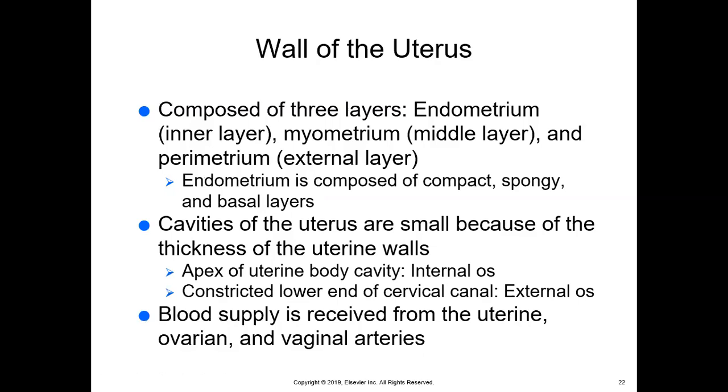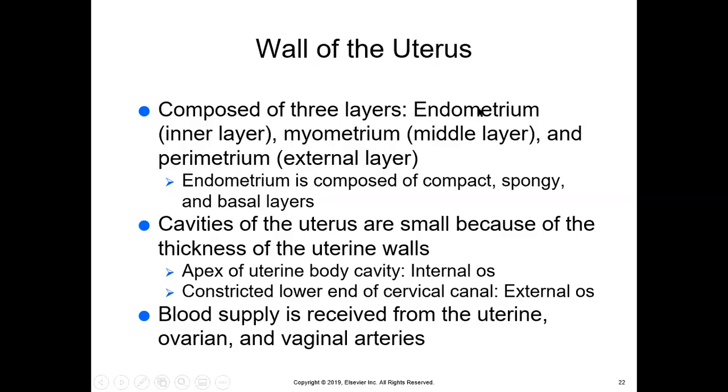So the walls of the uterus. The walls are composed of 3 layers. I want you to know these. The endometrium, which is the inner layer. The endometrium is a layer that gets sloughed off during menses or menstruation. This is the layer that gets sloughed off, endometrium.